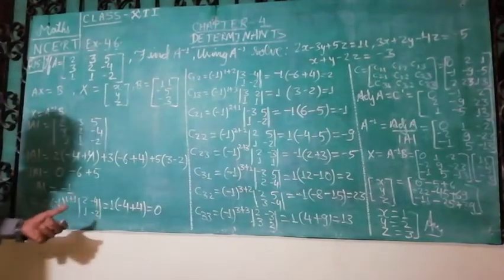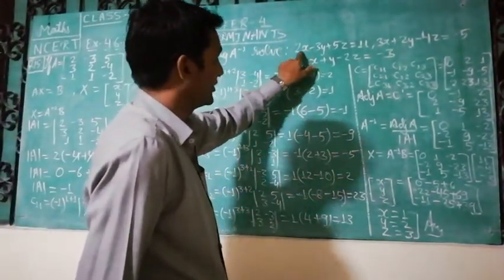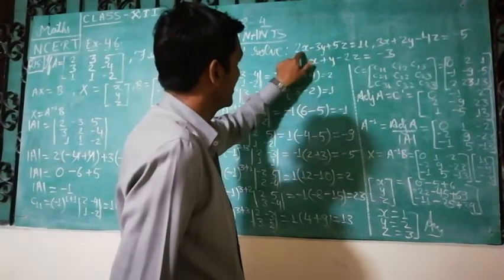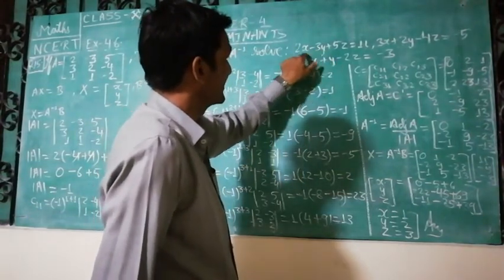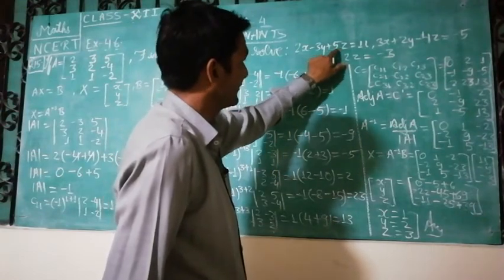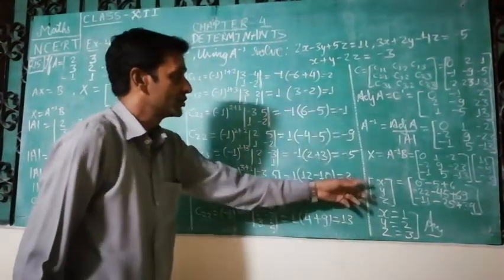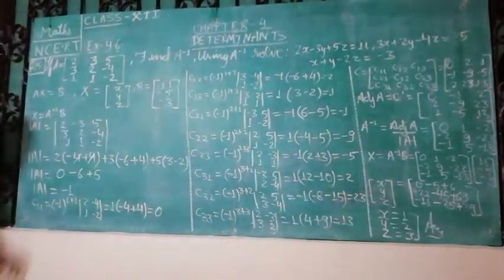Let us check whether our answer is correct or not. See, if I put the values of x, y, z here, 2 1 are 2 and 3 2 are 6. 2 minus 6 is minus 4. And plus 15, 5 3 are 15. 15 minus 4, that is 11. Means our answer is correct. So this is the solution for our question 15.